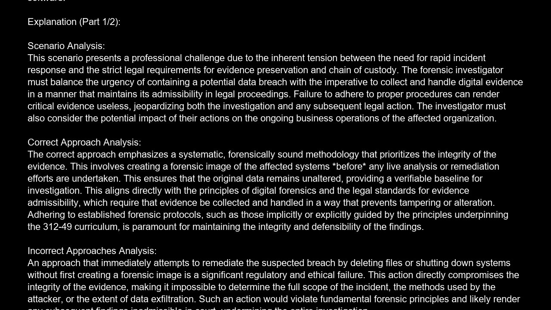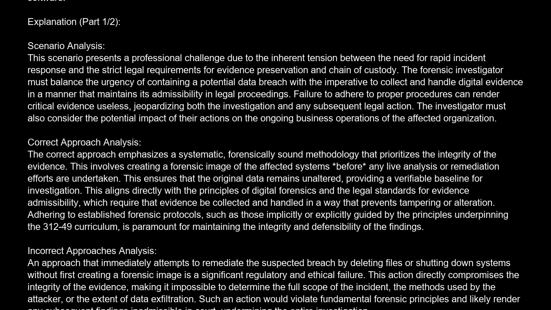Correct approach analysis. The correct approach emphasizes a systematic, forensically sound methodology that prioritizes the integrity of the evidence. This involves creating a forensic image of the affected system before any live analysis or remediation efforts are undertaken. This ensures that the original data remains unaltered, providing a verifiable baseline for investigation. This aligns directly with the principles of digital forensics and the legal standards for evidence admissibility, which require that evidence be collected and handled in a way that prevents tampering or alteration.